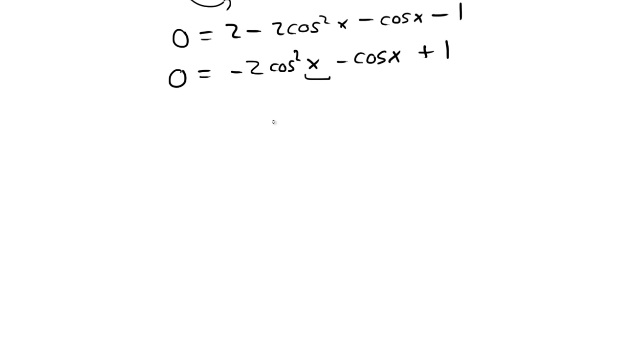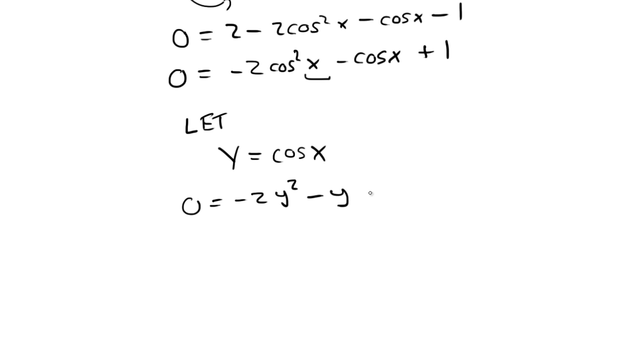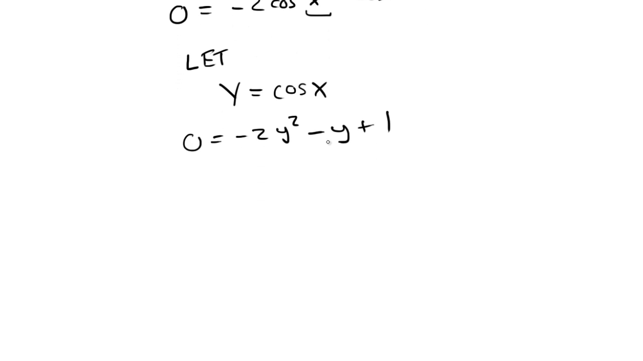and to actually solve for x, you're going to need to factor this. So let's make the substitution. Let's call it y equal to cosine of x. So now 0 is equal to negative 2y squared minus y plus 1. Now we have to factor this.